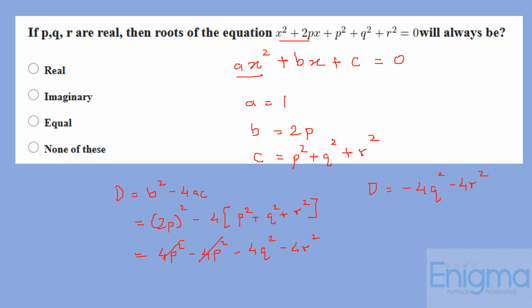As we have negative sign and we have q square and r square, which will always be positive, we can say that the discriminant is less than 0. That is, it will always be negative. Hence, we can also get the nature of the roots. That means we can say they are always imaginary.